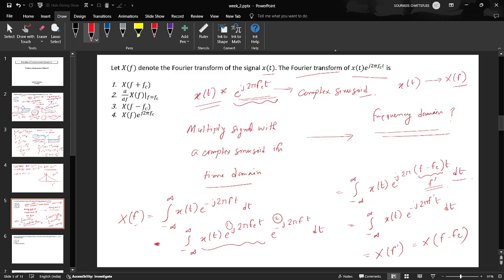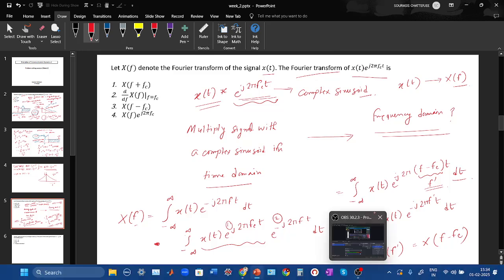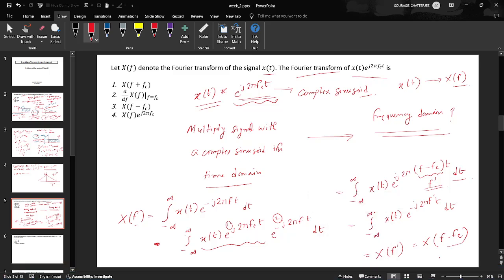So when you obtain the Fourier transform of x(t) times e to the power j 2 pi f_c t as X(f minus f_c), what is the key message behind it? What is happening in frequency domain? When you are multiplying the signal with a complex sinusoid in time domain, you are essentially shifting the spectrum of x. And what is the shift amount? Shift amount is the frequency of the complex sinusoid. So as far as the answer is concerned, it's going to be 3.